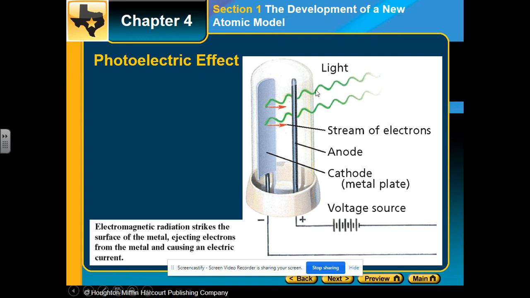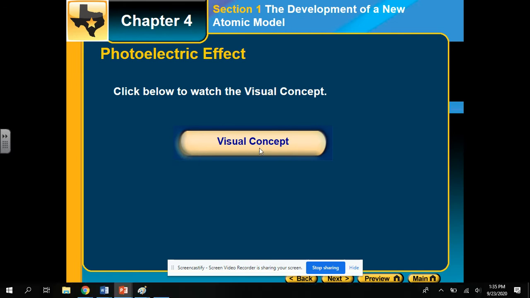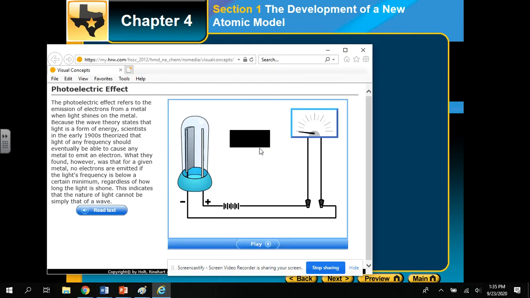Here's the light being shined on the metal. When that light shines on this metal right here, it emits electrons and then powers this voltage system. So it gives it a voltage, or makes it have a current. Hopefully this helps explain it.